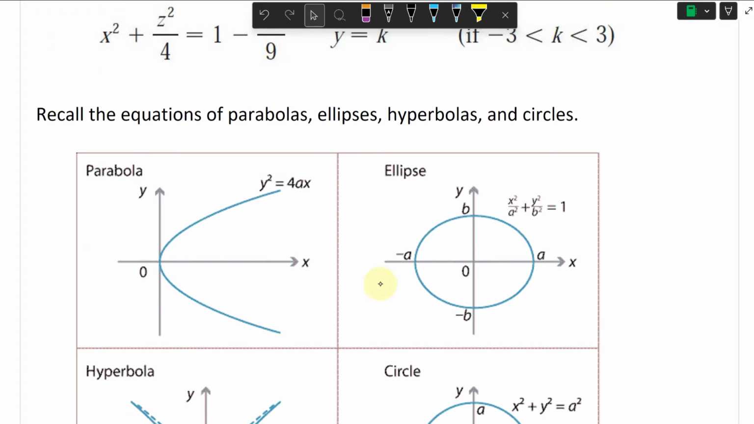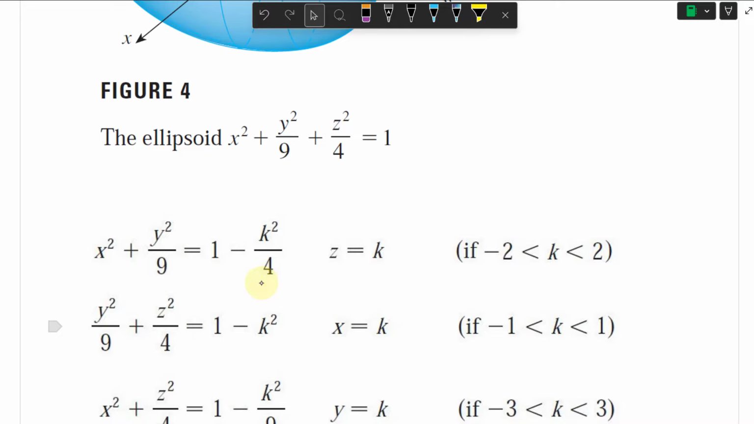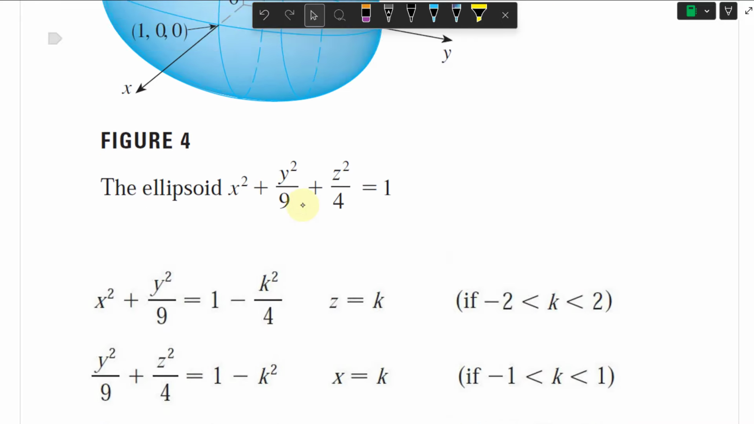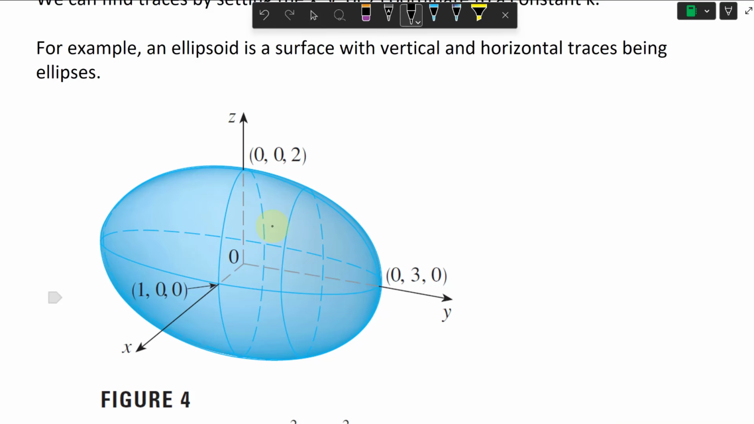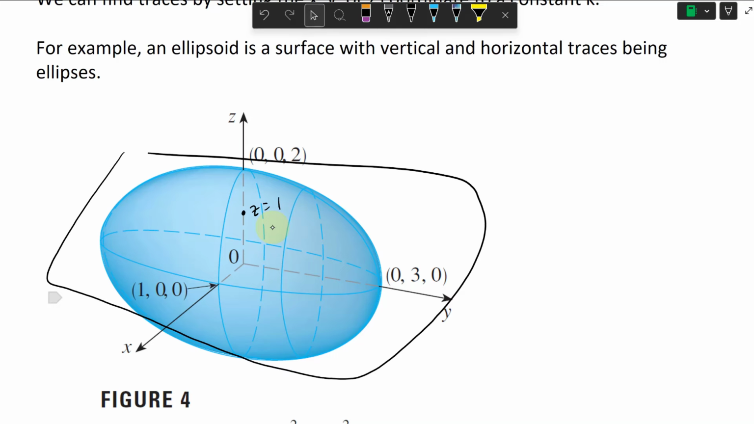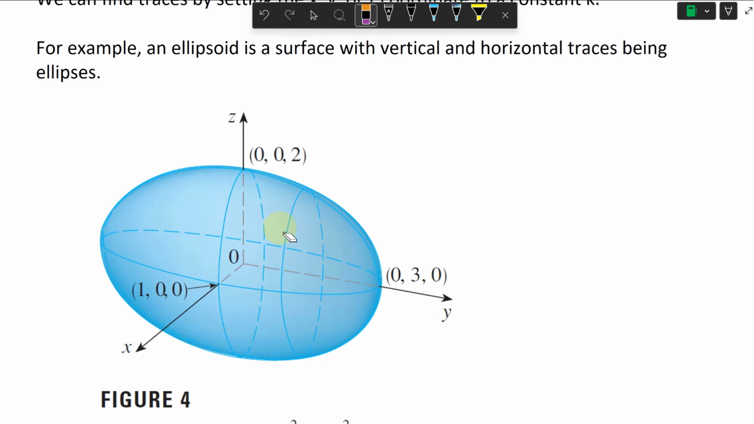And so you could use these basic formulas to determine what kind of traces these are. So this was a horizontal one. That's z equals k. So let's say z equals 1. Then you would draw a plane across at this point, and then you're going to have a horizontal ellipse around that point there. So horizontal around z equals 1.